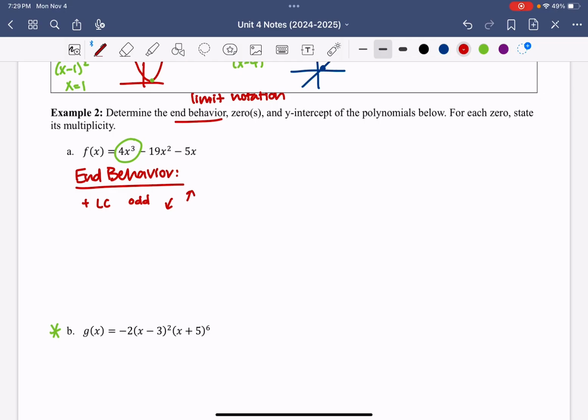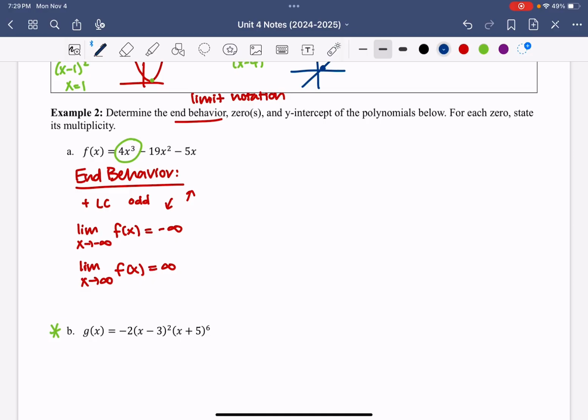So writing my limit notation, I'm going to have the limit as x approaches negative infinity, let's do the left-hand side first, of f of x is equal to negative infinity. And then for the right-hand side, I'm going to have the limit as x approaches positive infinity of f of x equal to infinity.